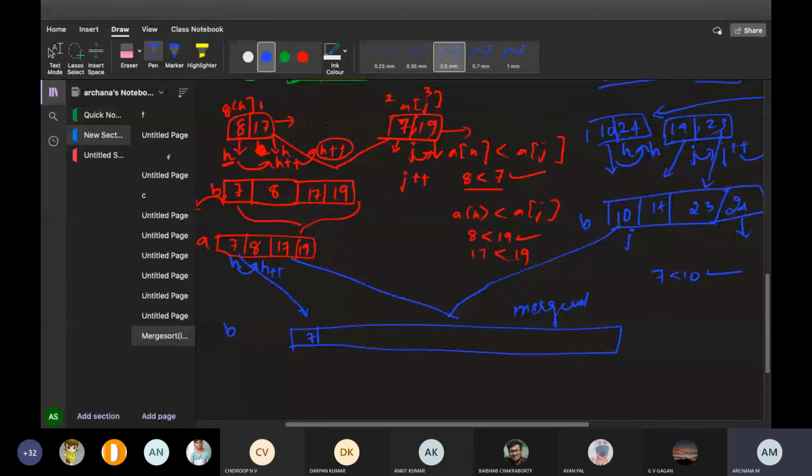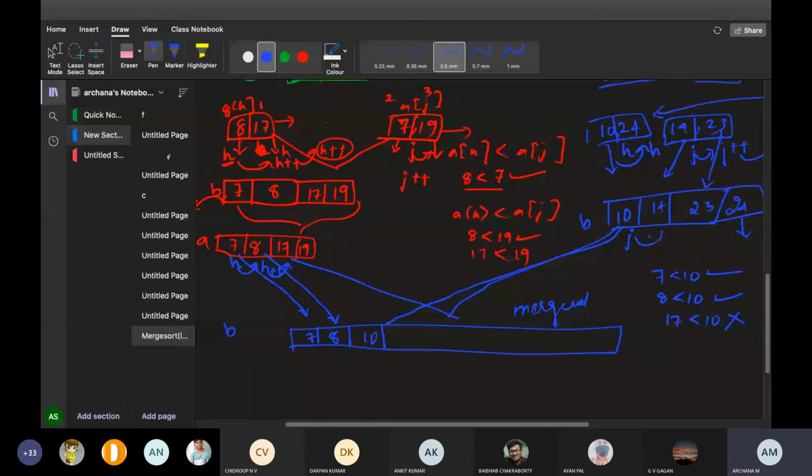Compare 8 with 10. J is now there only. J is not incremented. Is 8 less than 10? Yes, the condition is true. So put this 8 over here. Okay, now increment the value of H by 1. H is 17. Is 17 less than 10? The condition is false. Since the condition is false, come to this array, put this element here.